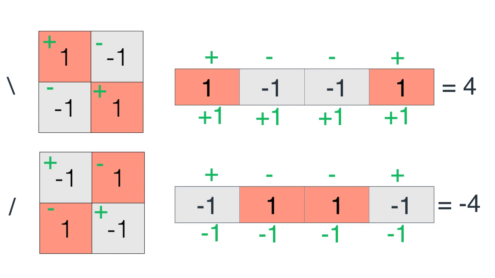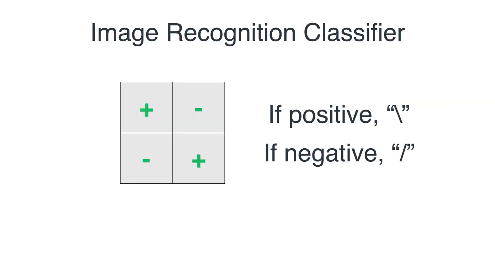So our rule, as we have constructed our first image recognition classifier, says the following. Take your image, add the number on the top left, subtract the number on the top right, subtract the number in the bottom left, add the number in the bottom right, and if what you got was positive, then you have a backward slash.